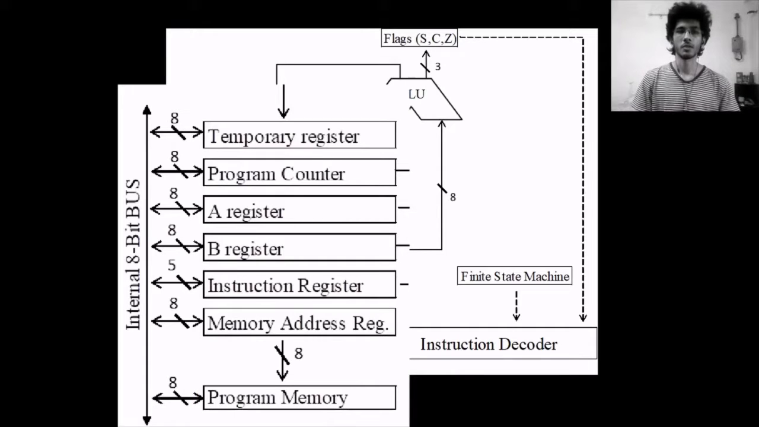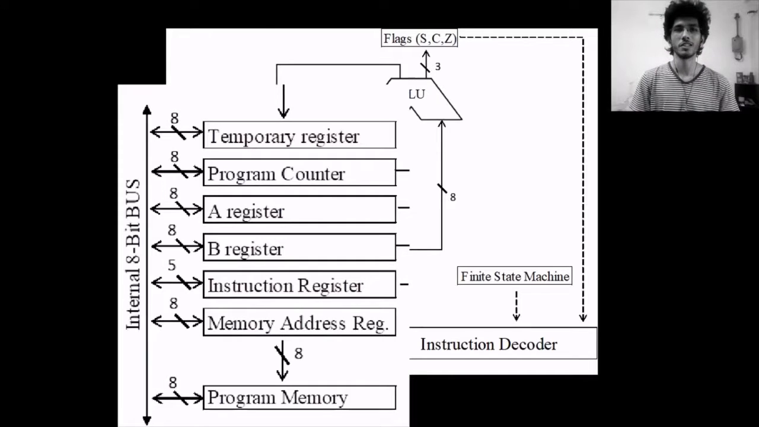Now, while we are executing programs, we need to copy data from one register to another, or copy data from the program memory to the register, or vice versa. To facilitate those data transfers, all the memory blocks are connected together via an 8-bit data bus.